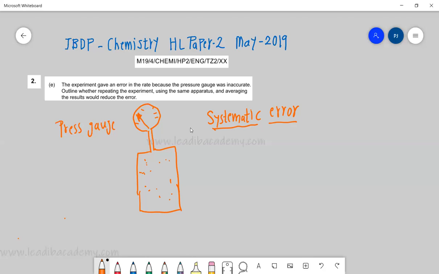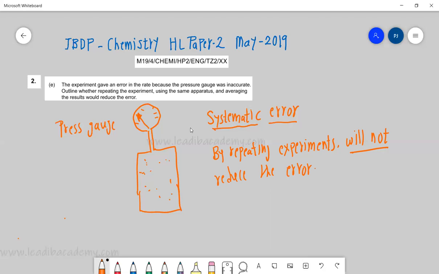Hence, we can say systematic error by repeating experiments or observations will not reduce the error.